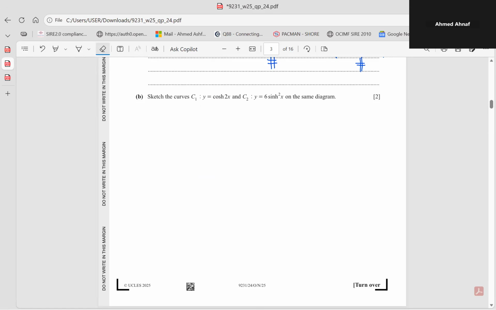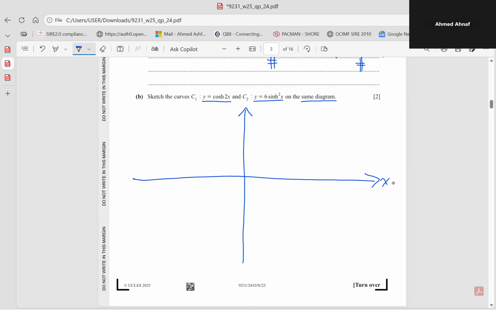Okay, so for the second part, we are told to sketch the curves y equals cosh 2x and y equals sinh square x on the same diagram. Okay, so let's draw axes. This is the x, this is the y. Okay, let's start off with C1 first, cosh 2x.